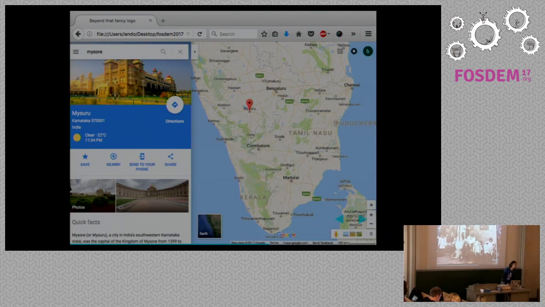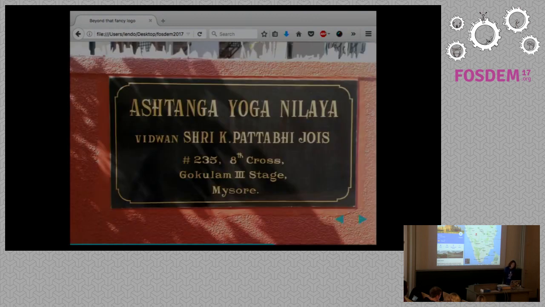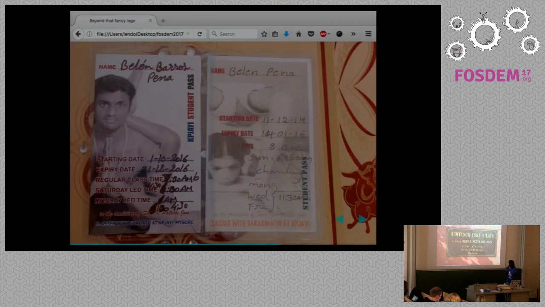So 2 weeks ago, I came back from India. I spent there almost 4 months. I spent most of the time in a small town in the south of the country called Mysore. And the reason why I bothered to go to that place is to study yoga in this very, very famous school, the Ashtanga Yoga Nilaya school that was founded by Pattabhi Jois. Now, Pattabhi Jois passed away in 2009. His family now runs the show, and let me tell you, they are doing really well for themselves.